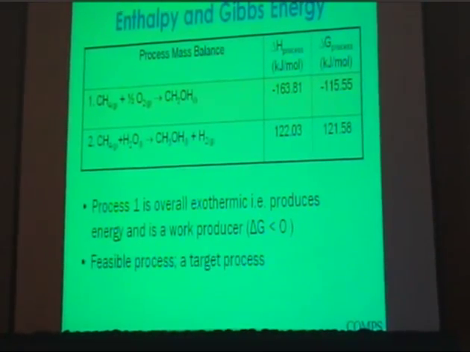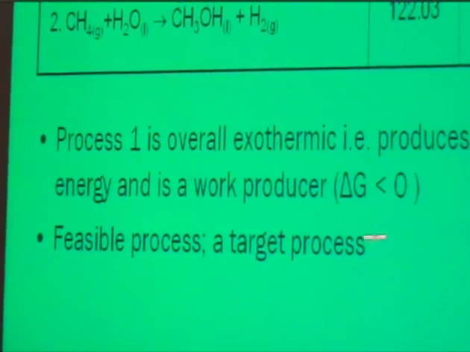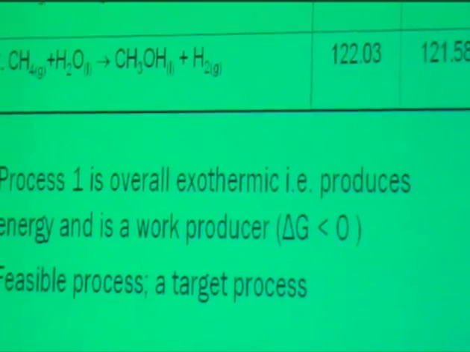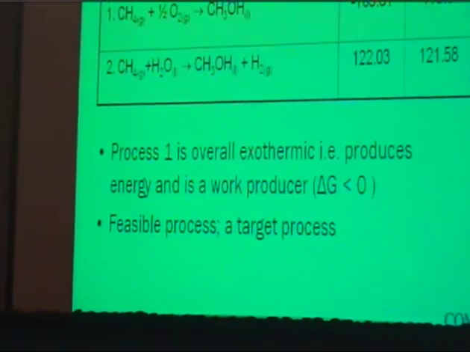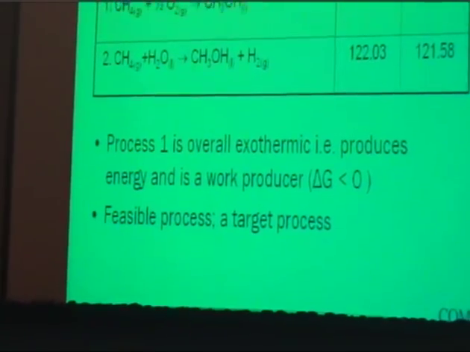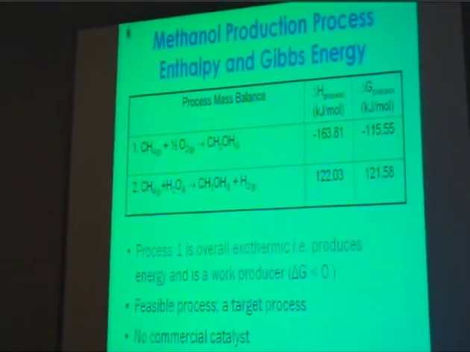You'll find out later, if we look at these things, that it becomes a lot more important to us, because if our process is not actually a work producer, we end up having to put work in either by separation or compression at some point in the design of our process. So it's a feasible process, and this would make it a good target for us to work towards. There's one little sticking point that we run into. There's unfortunately no commercial catalyst that allows us to do the partial oxidation of methane directly to methanol. Very nice if there was, but there isn't.